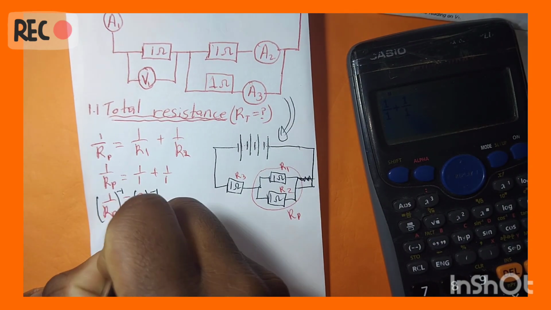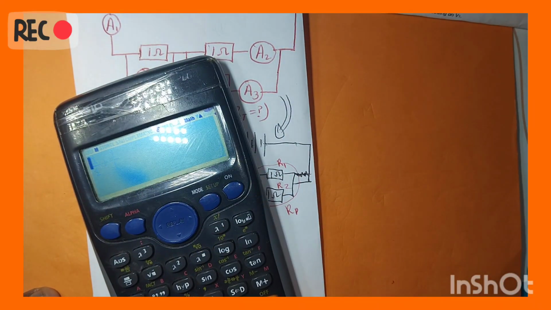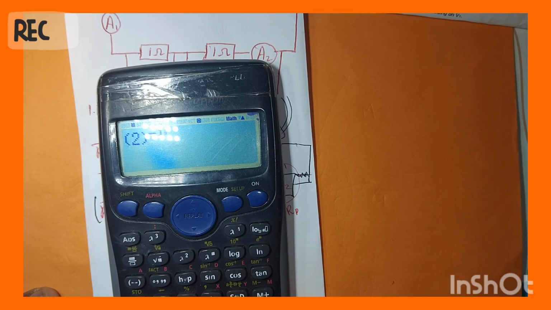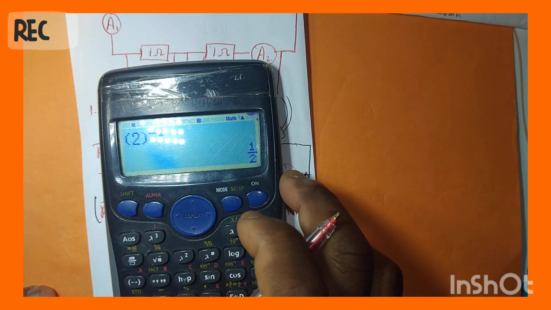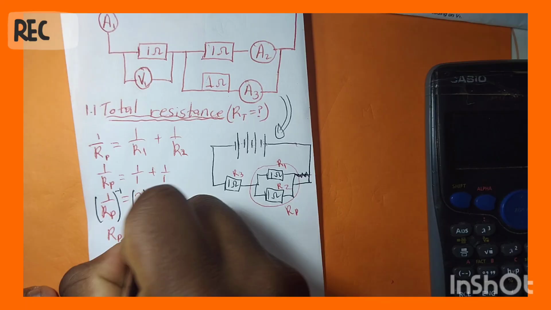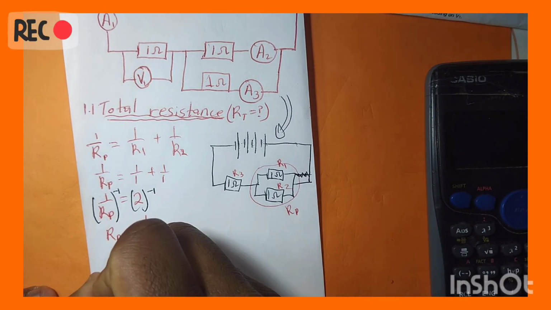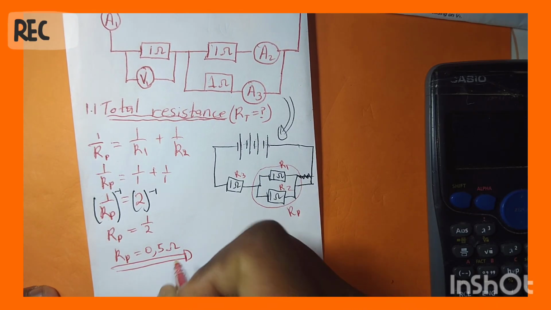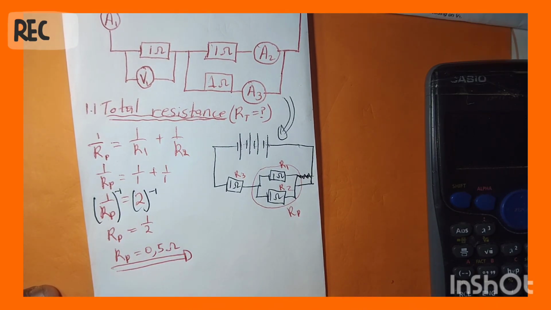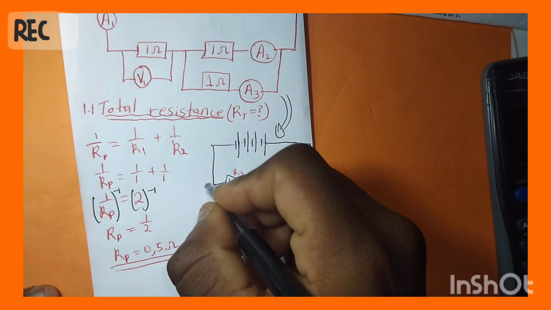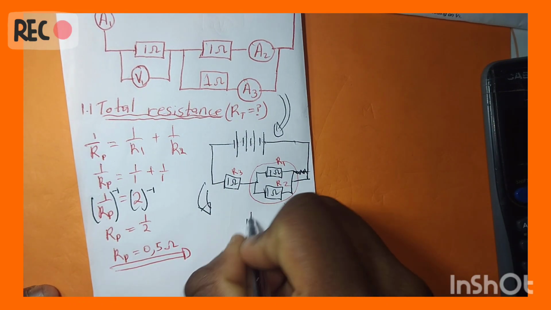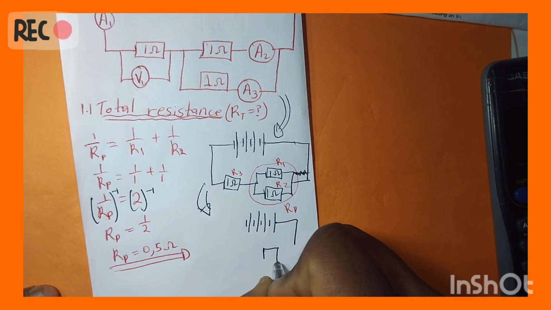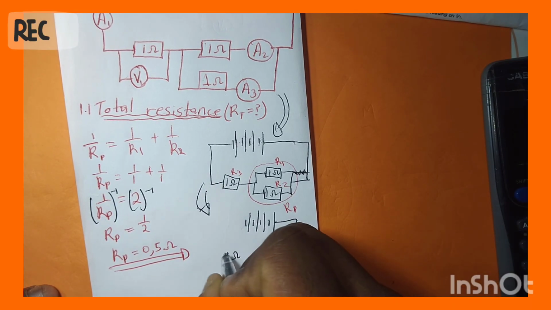This thing will be RP, and now you can press your calculator, which is 2 to the power of -1. Do you see what I got? This is what I get, meaning it's 1 over that, but leave your answer in decimal, guys, meaning it's 0.5 ohms. So what does this mean? It simply means that when I simplify this circuit it will just become like this, in ohms.